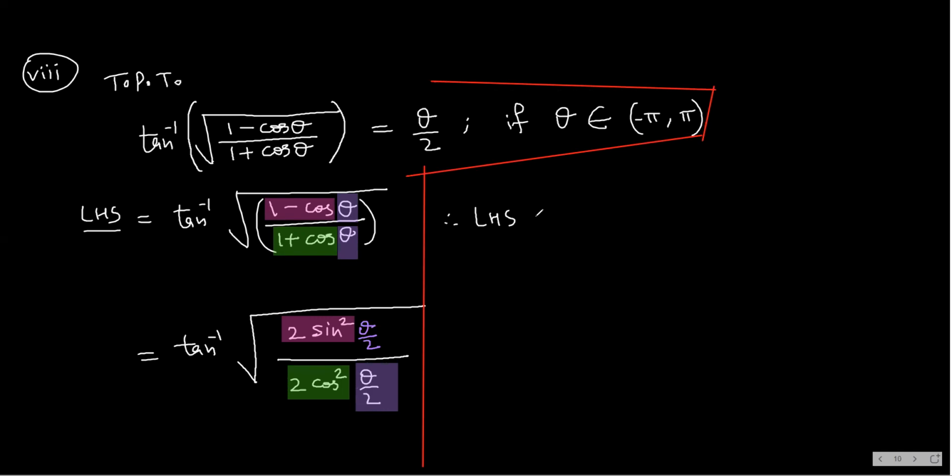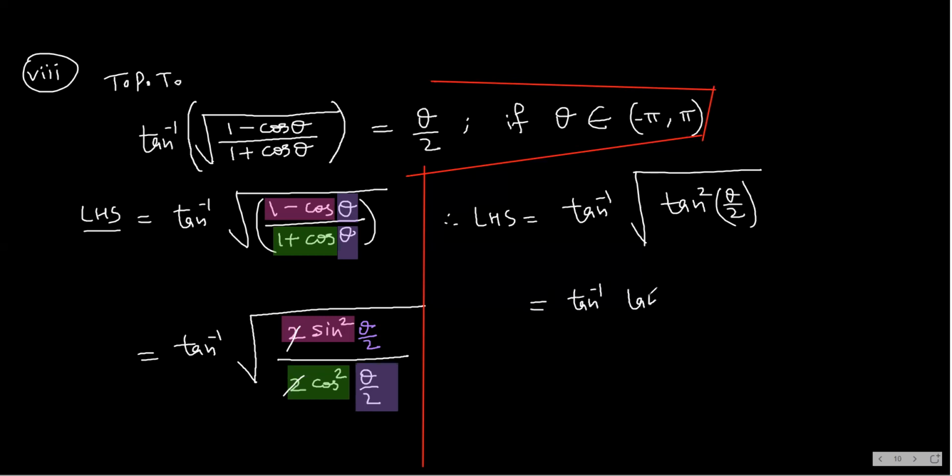therefore LHS equals to tan inverse of, this 2 cancels, tan inverse of square root of tan square theta by 2. What do you get? Tan inverse of tan theta by 2. And what is tan inverse of tan theta by 2? This is equal to theta by 2. That was the required RHS. So you write this as RHS. So what you have finally, you have LHS equals to RHS, hence proved.